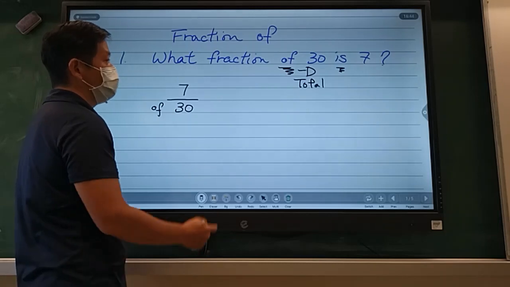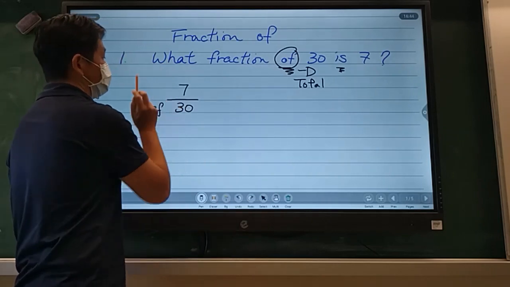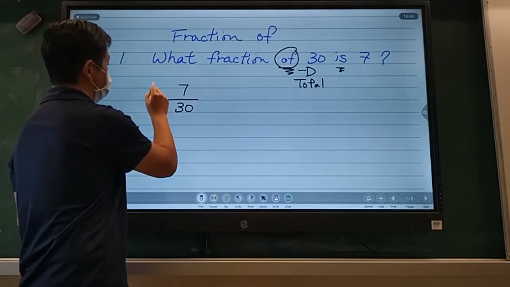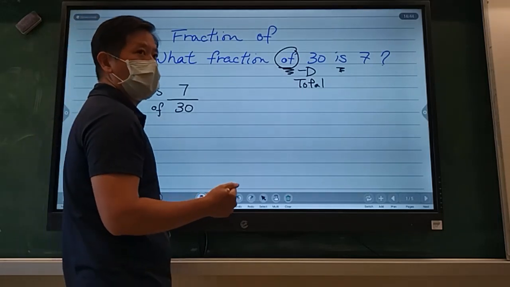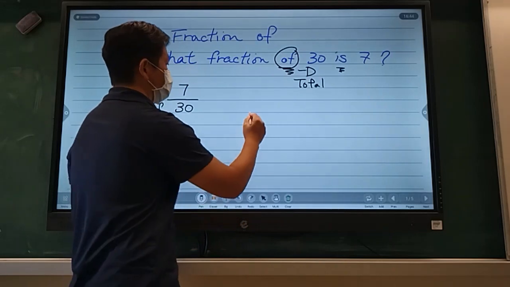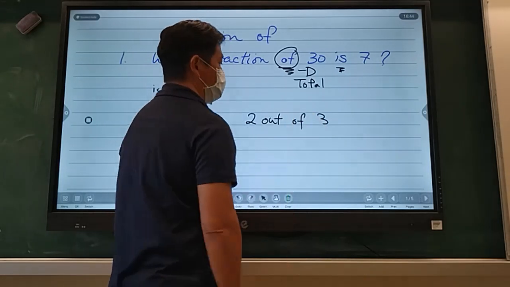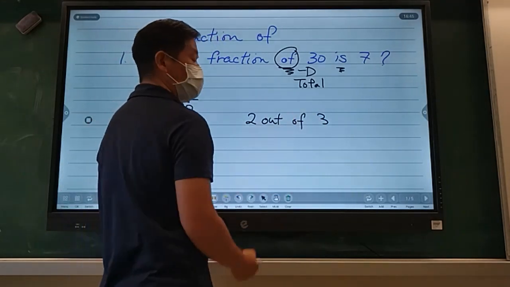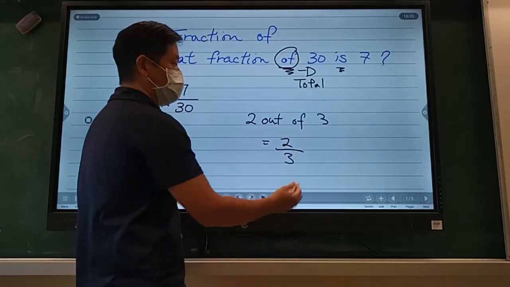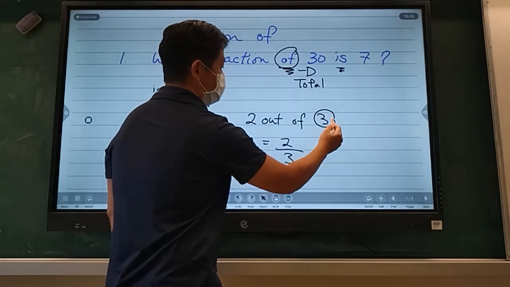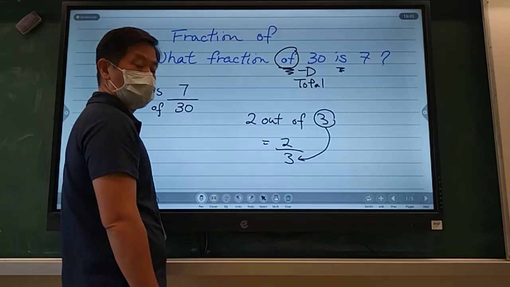Okay? So of, again, is the denominator. That's your keyword. And then the is would be the top. Alright? So you can put that there as well. Now, if you forget, you can always go back to when you play rock, paper, scissors. Okay? 2 out of 3. What does that mean? 2 out of 3. If you make that into a fraction, it will be equal to 2 over 3. Notice the number after of goes to the bottom, or the denominator. Okay? Alright? 2 out of 3.